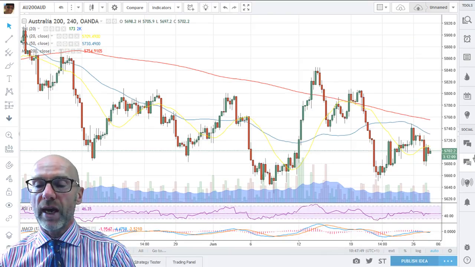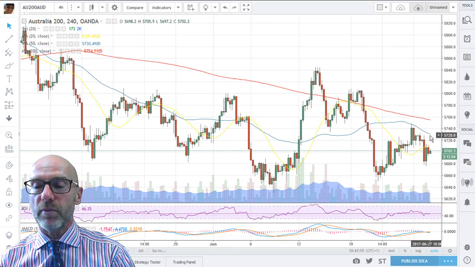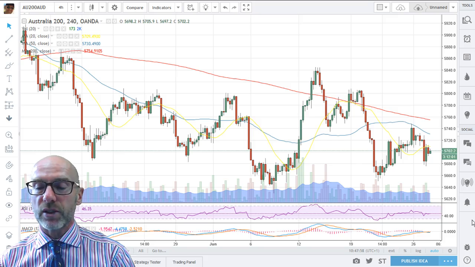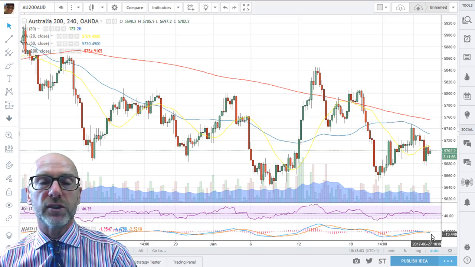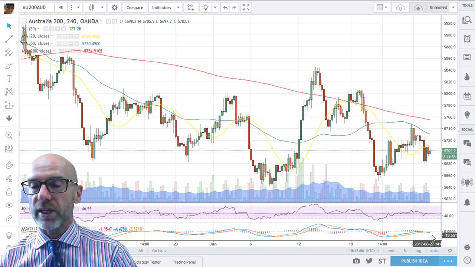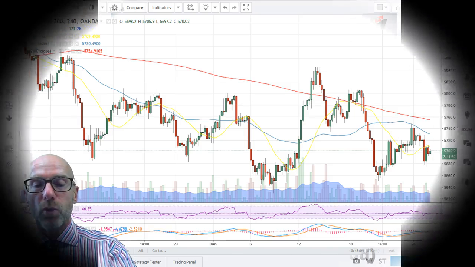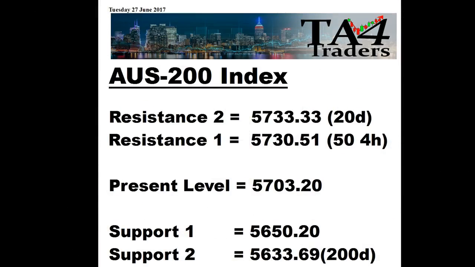On the 4-hour, again you've got the moving averages tracking down just above the market as downside influence. RSI again in a downtrend, and the MACD below zero and just starting to diverge and shout out sell. On the support resistance levels, resistance at the 50-hour at 3051, 20-day 3333, and then supports 5650.2, and then at the 200-day 5633.69.